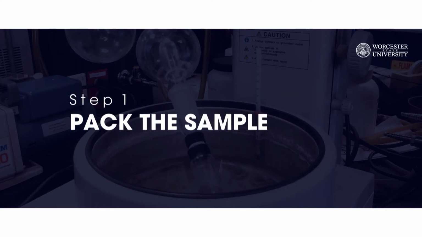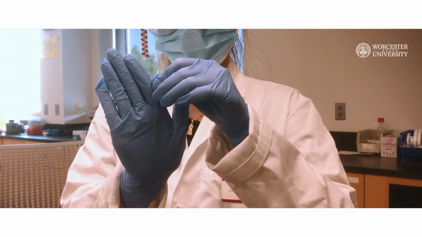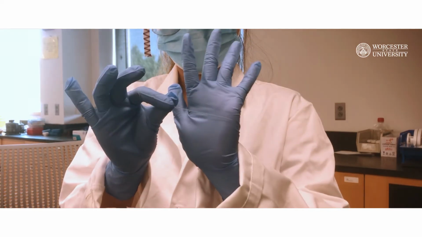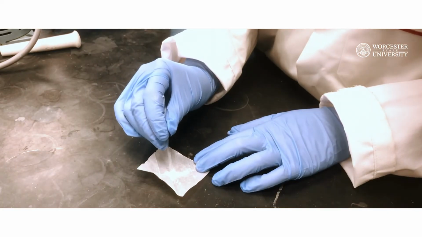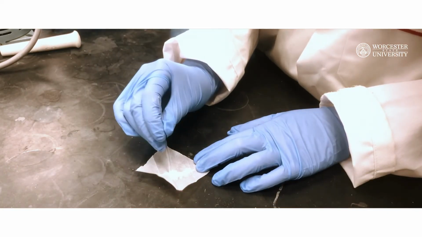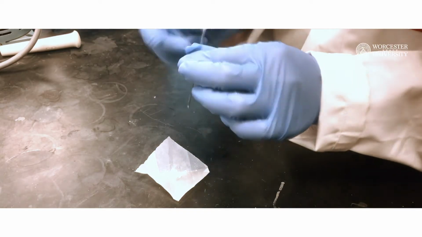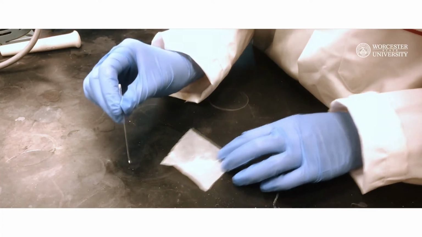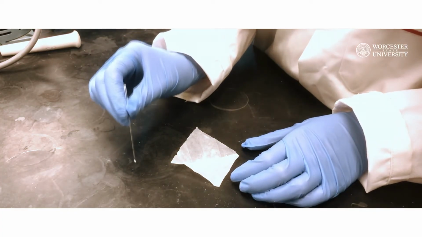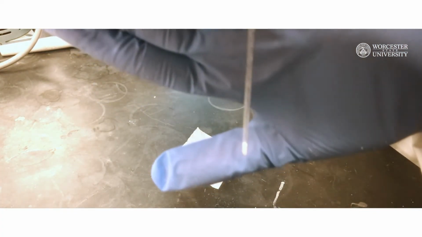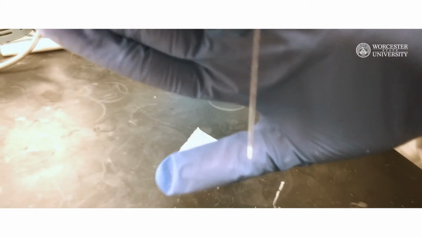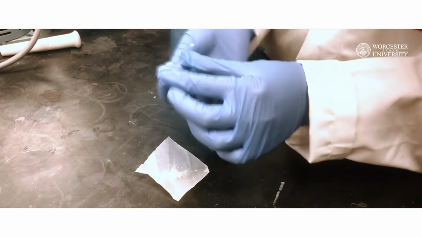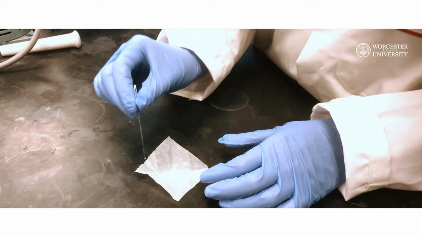Step 1, we need to pack the sample. We will start by obtaining a glass capillary tube with a diameter of about 1 millimeter. Gently tap the open end of the capillary tube on the solid sample to introduce some solid into the capillary. Then, invert the capillary, hold it near the bottom, and tap it on a flat surface so the solid drops to the bottom of the capillary. A sample height of 2 to 3 millimeters should be sufficient to measure the melting point.